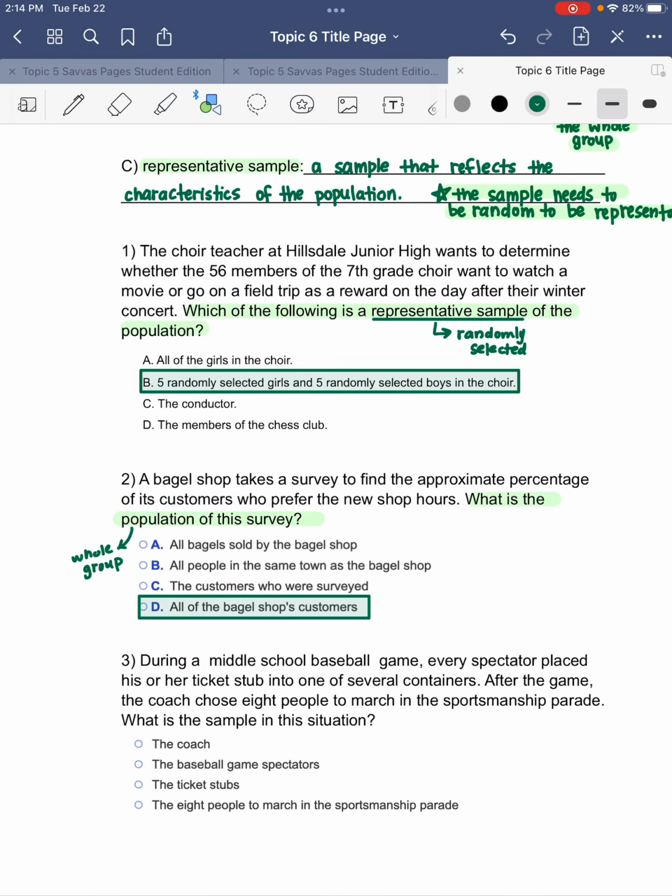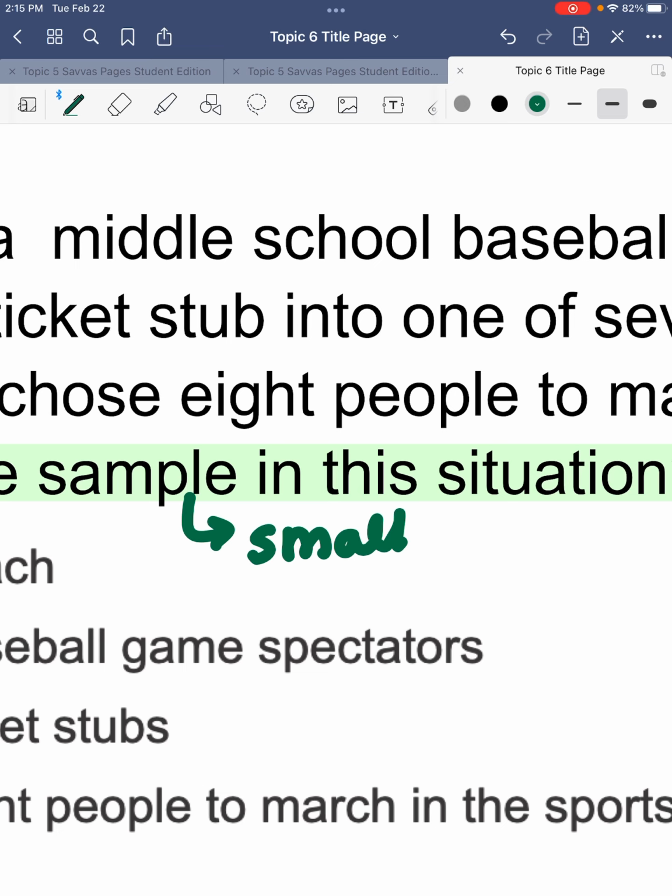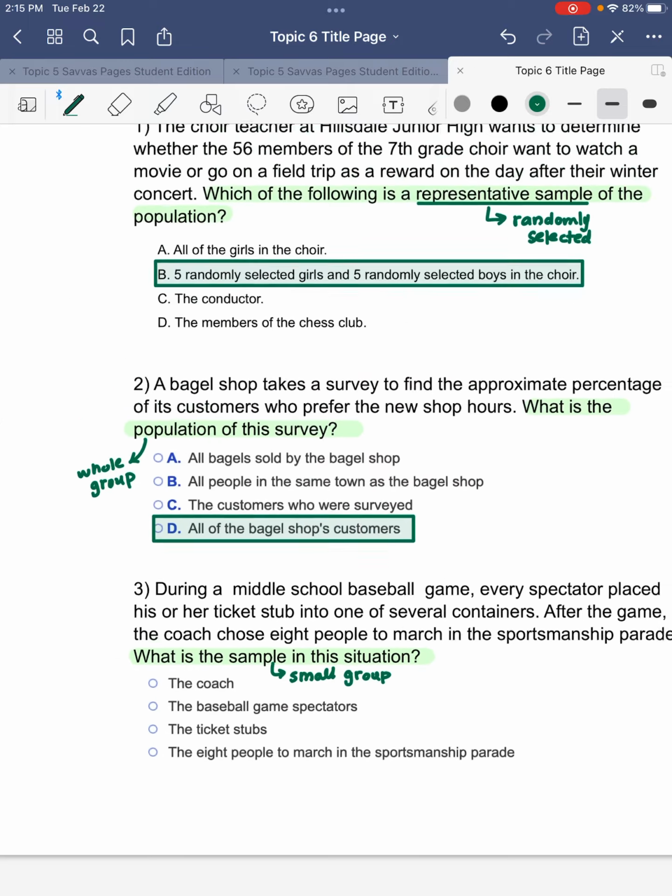Let's look at number 3. During a middle school baseball game, every spectator placed his or her ticket stub into one of several containers. After the game, the coach chose 8 people to march in the sportsmanship parade. What is the sample in this situation? So, what is the sample? Remember, the sample is the smaller group. It's the subset of the population.